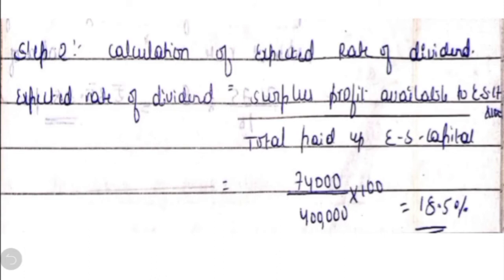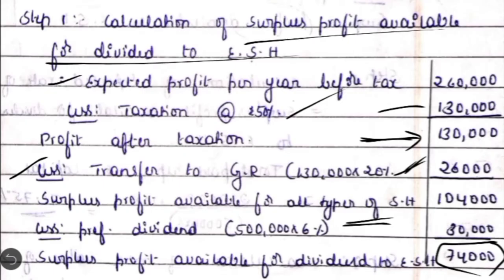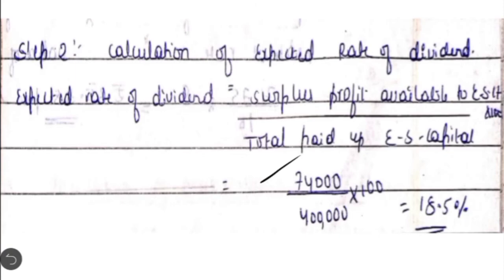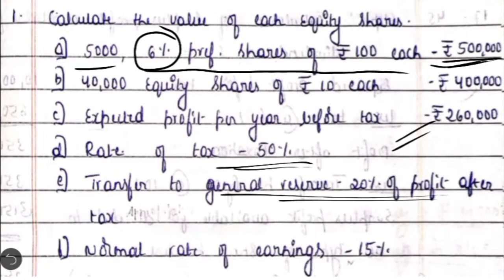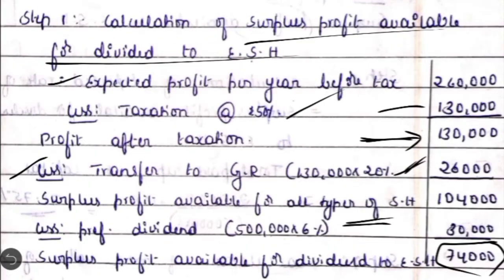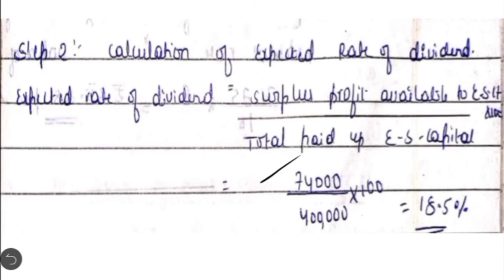So expected rate of dividend is equal to surplus profit available for equity shareholders divided by total paid up equity share capital into 100. So here we got 74,000 in the first step, divided by total paid up equity share capital they have given here. What is the equity share capital? 4 lakh into 100. So we get percentage, that is 18.5% is the expected rate of dividend.